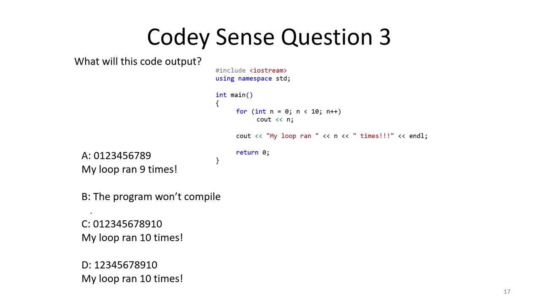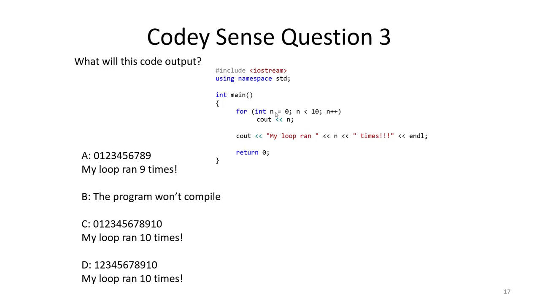Here we have another for loop, and notice we are outputting our counting variable throughout our for loop, and then we have a cout statement. My loop ran n times. So my question to you is, what will happen when this code runs? Take a moment and think about it.